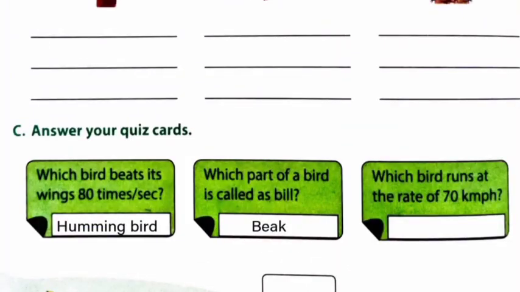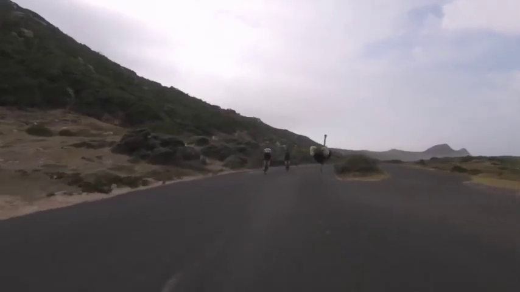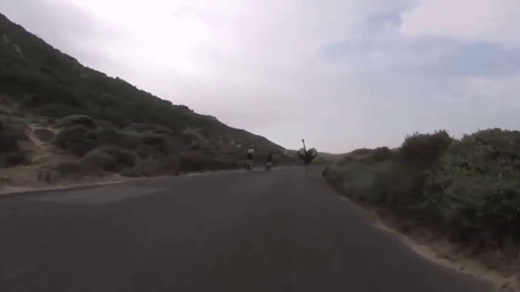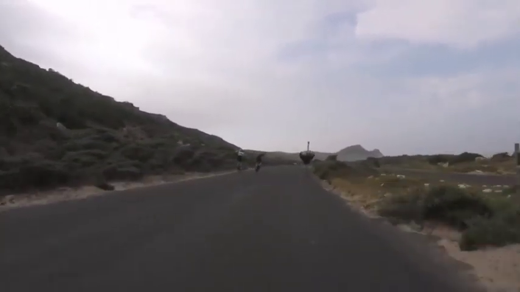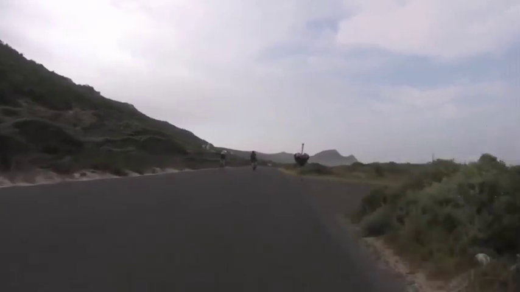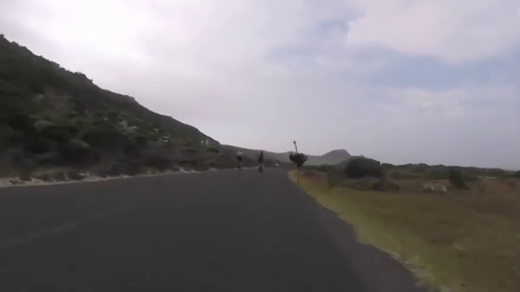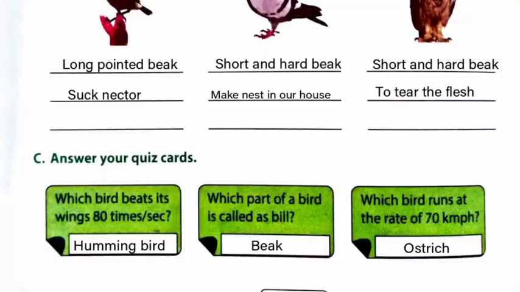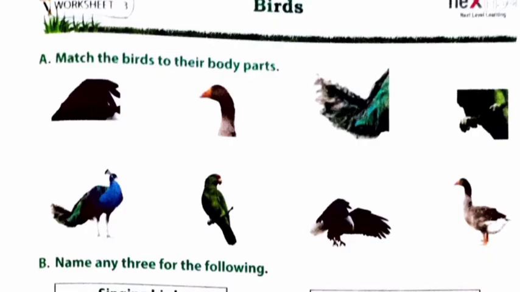The last one, which bird runs at the rate of 70 km per hour? The answer is ostrich. Ostrich runs at the rate of 70 km per hour. Now in page number 15, we have a set of pictures. We should match the birds to their body parts.